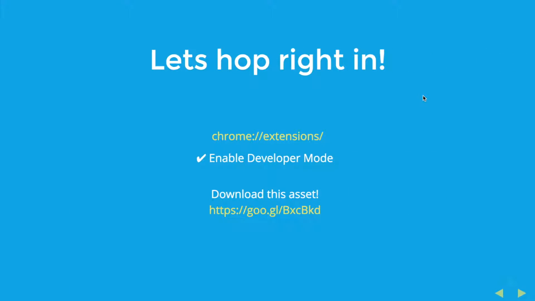So we don't have any template or anything. The only thing you're going to need to download is this image asset, and that's going to be the icon for the extension. So go ahead and go to this link here and download it and place that image in your folder. So I will do that as well.